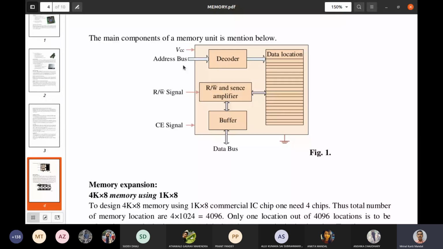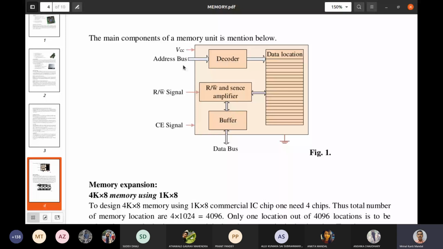Point is clear. Now we come to the read write bar signal. The read write bar signal is connected to the read write bar and sense amplifier. The read write bar and sense amplifier will sense and determine whether the user wants to read data from the memory location or write something to the memory location. The memory location is the one already specified by the address line or address bar, right?